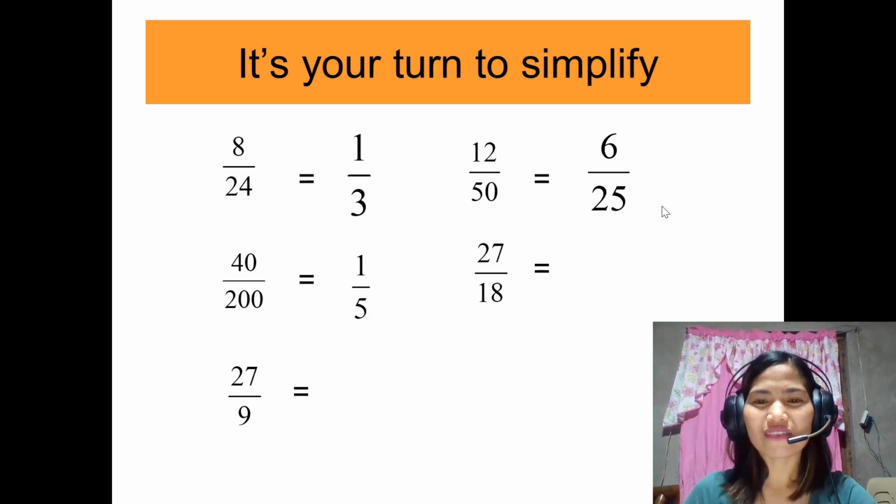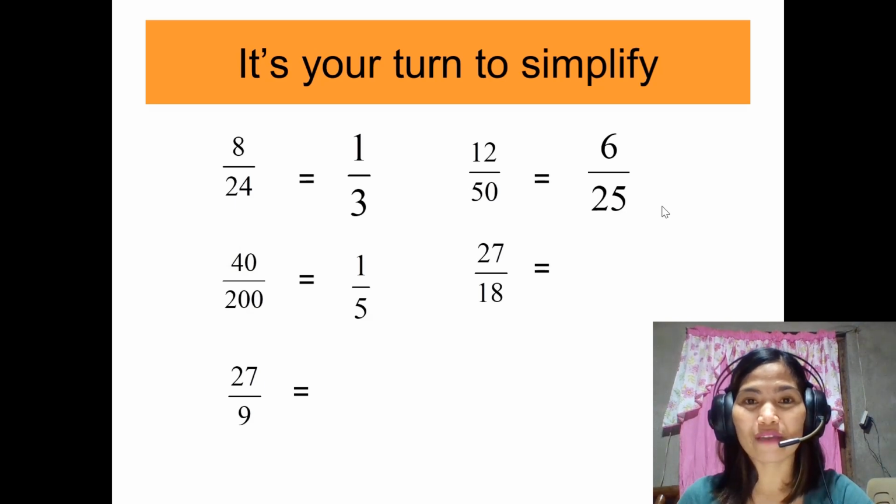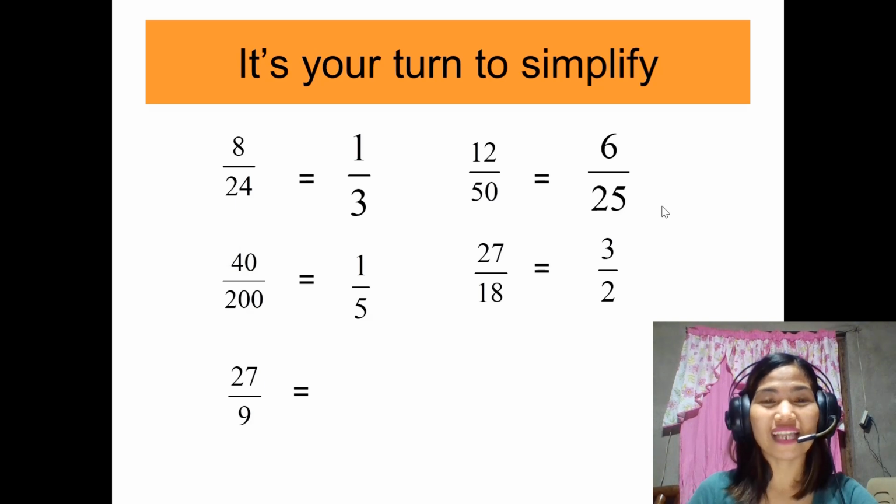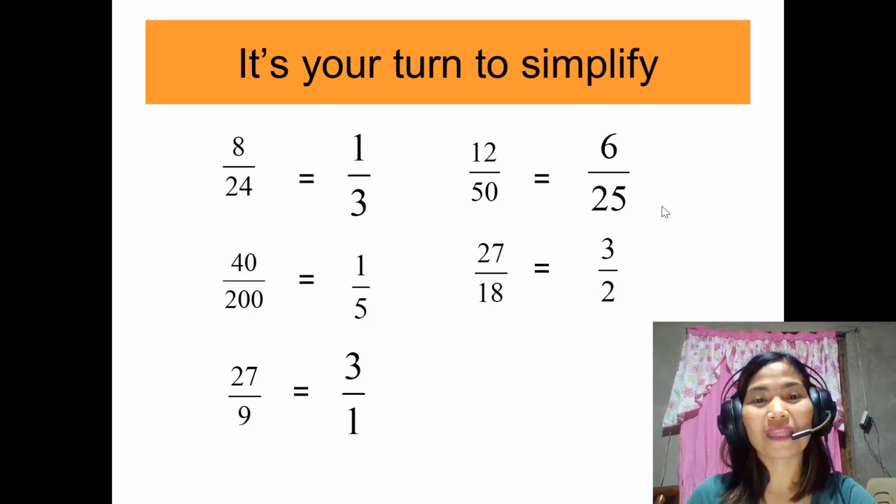How about 27 over 18? We have 3 over 2. And the last one, we have 27 over 9. Its simplest form is 3 over 1.